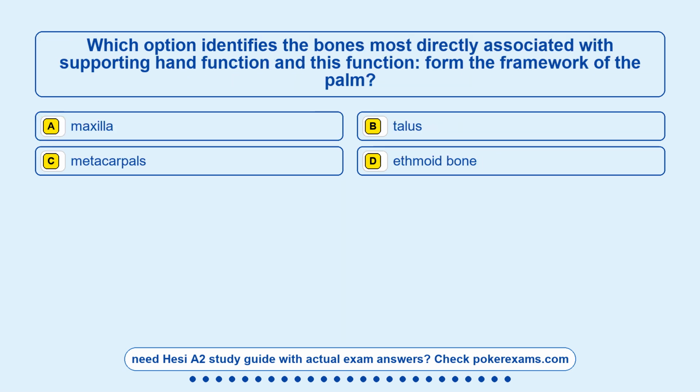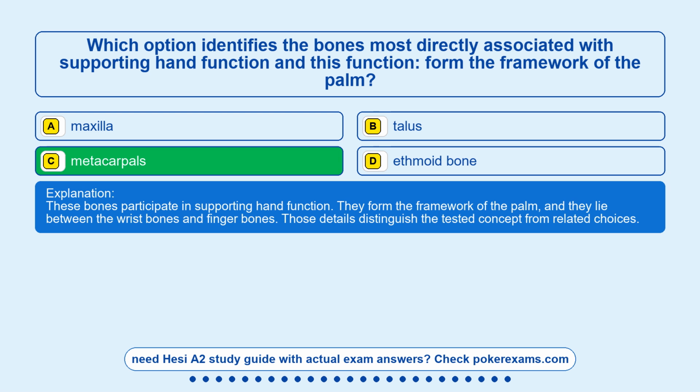Question 10. Which option identifies the bones most directly associated with supporting hand function and this function form the framework of the palm? Option A, maxilla. Option B, talus. Option C, metacarpals. Option D, ethmoid bone. The correct answer is option C, metacarpals.